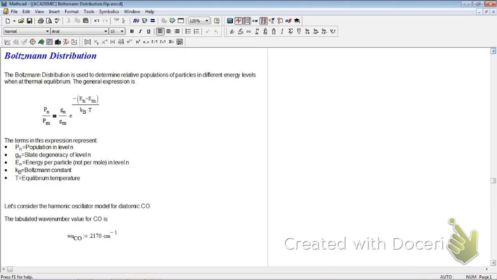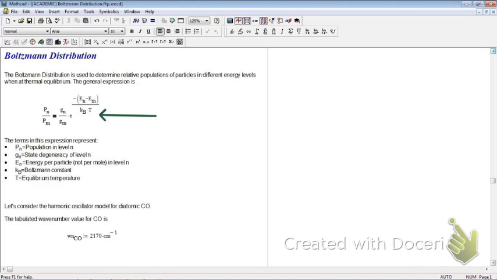To understand the intensity of the interactions between the light and the energy states of the molecule, we need to look at the population distribution of molecules amongst the various energy levels. The Boltzmann distribution is used to calculate relative populations between molecules in different energy levels at a given temperature. That is given by this equation here.